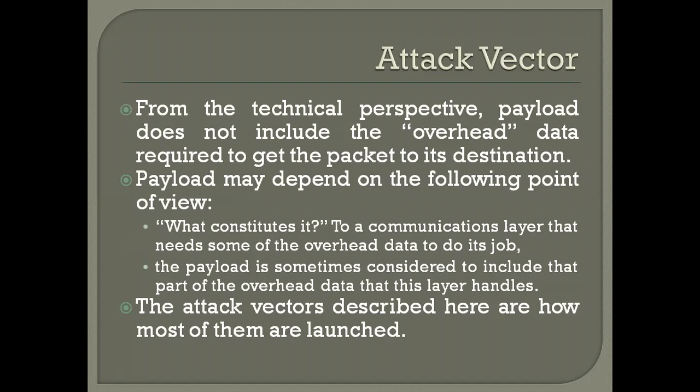And the path is like one system to another. For example, I'm an attacker and I'm going to attack your system. From my system to your system, that path is going to be established automatically to the destination. The payload may depend upon the following. What constitutes it? To communicate, the communication layer needs some overhead data to do its job. The communication from sender to receiver identifies vulnerabilities and automatically establishes the path. The payload sometimes is considered to include the overhead data that the underlying layer handles.